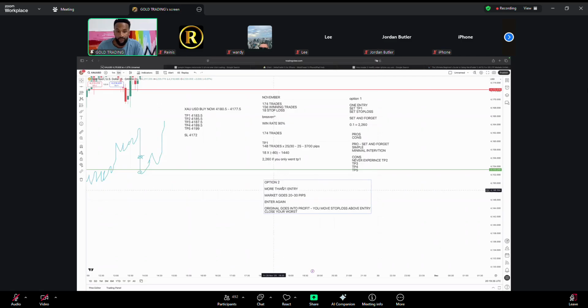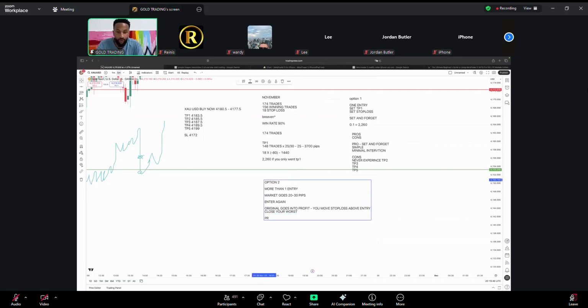So option number 2, like I said, more than one entry. If the market goes 20 to 30 pips against you, you can enter again, which would be here. As price goes up, you close your worst entry and you move stop loss above break even, okay, which is here in this scenario. Then you can let the trade mature and continue.